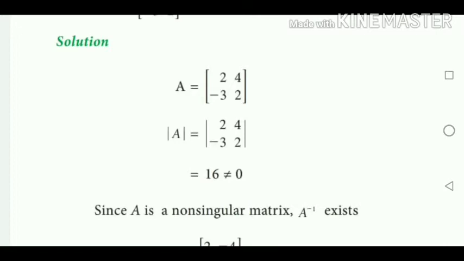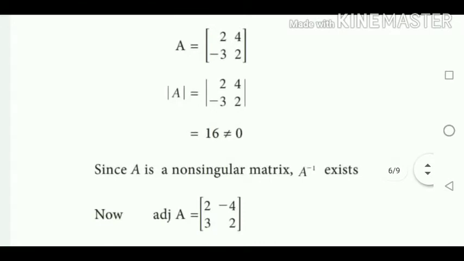First you have to find whether it is a singular matrix or non-singular matrix. If it is a non-singular matrix, A inverse exists. If it is a singular matrix, you write it is a singular matrix, A inverse does not exist. Here A inverse exists because it is a non-singular matrix. Therefore find the adjoint of A. Adjoint of A is nothing but changing the main diagonal. Here the main diagonal 2, 2 are both the same number, so they are interchanged. Here the off diagonal is +4, -3. So +4, you have to change the sign, -4. -3 becomes plus 3.